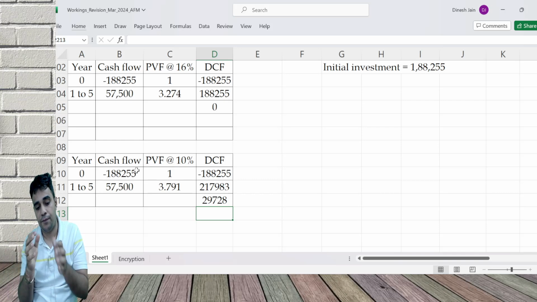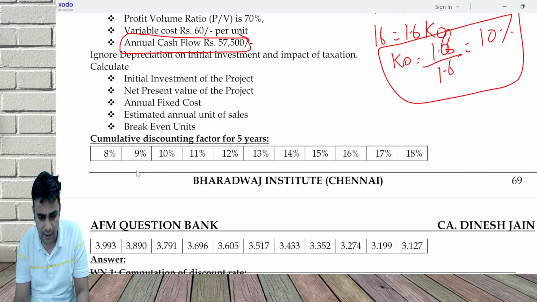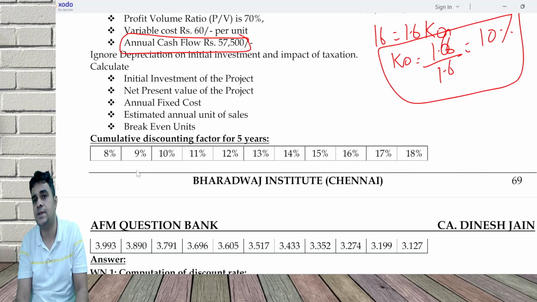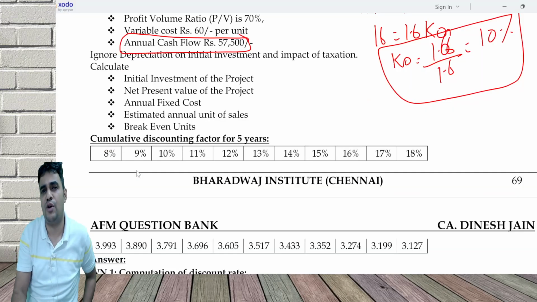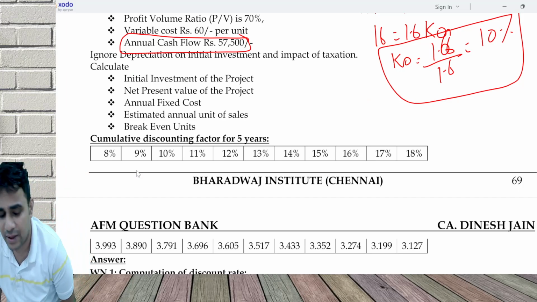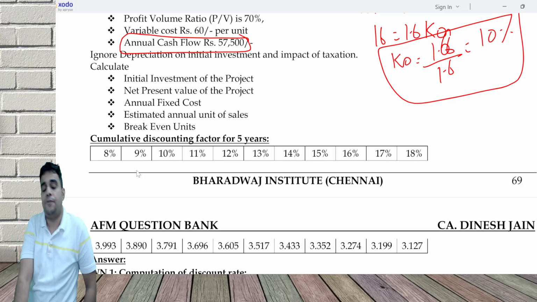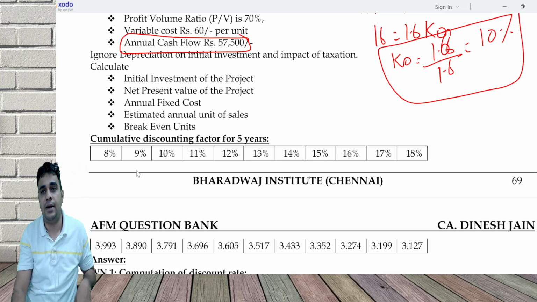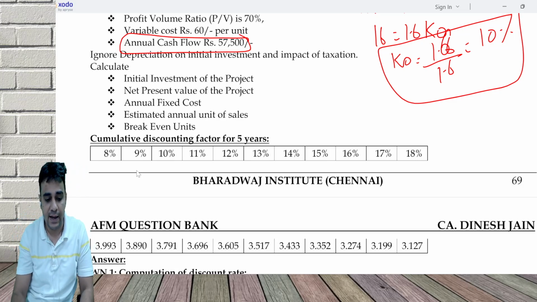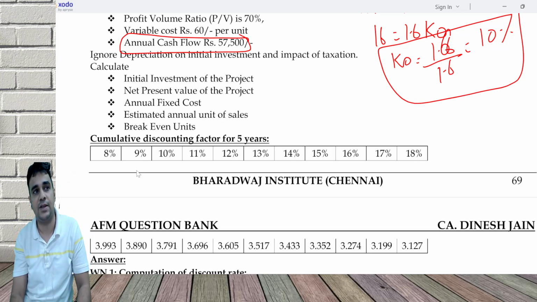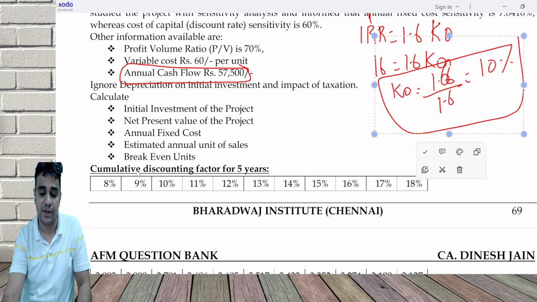Okay, we have now reached almost 2 requirements done. The third requirement is to find fixed cost and units sold. Unit sold is more of a cost accounting adjustment, but they've asked for fixed cost and estimated annual unit sales and break-even units. Break-even is fixed cost divided by contribution per unit. Now coming to annual fixed cost, they have given the sensitivity of the fixed cost. How much is it?